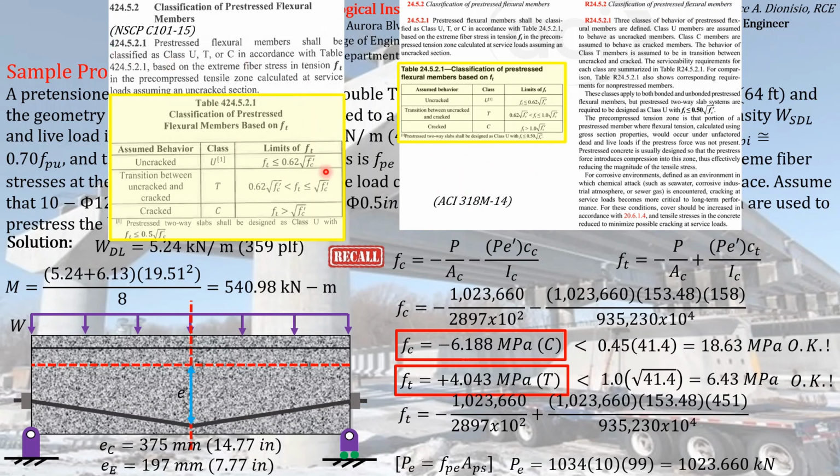But I recommend that you check both, since just like what you experienced a while ago, there are some overlooked small details, for example, in the case of the f'ci on our local code, sometimes there are typographical errors. So we all know that there may be an error in the code, especially typographical errors. So that's why you always have to double check it on the reference code, which is the ACI.